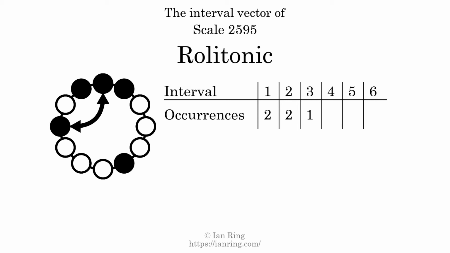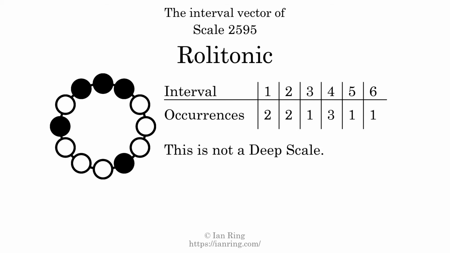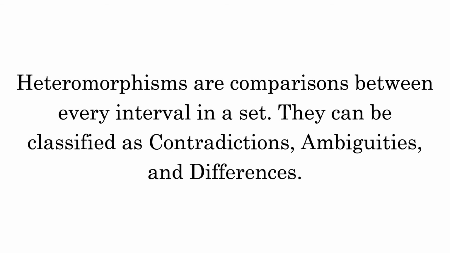It is here. There are 3 intervals with the size of 4 semitones. They are here, here, and here. There is 1 interval with the size of 5 semitones. It is here. There is 1 interval with the size of 6 semitones. It is here. Each interval does not appear in this scale a unique number of times, so this is not a deep scale. Heteromorphisms are comparisons between every interval in a set.